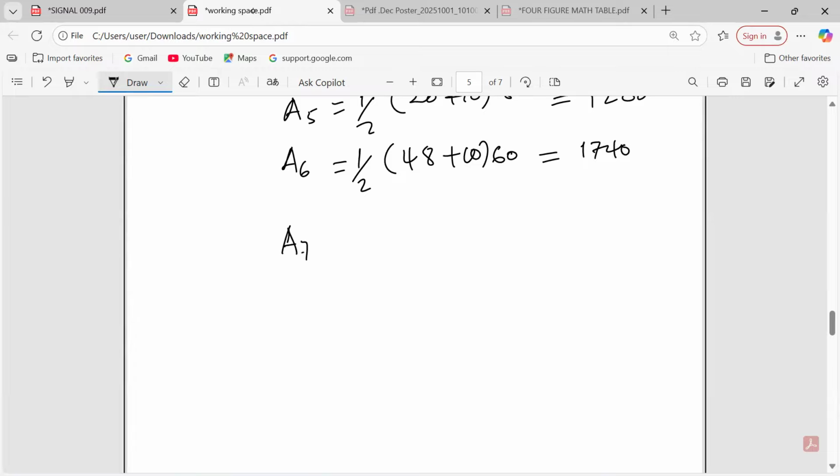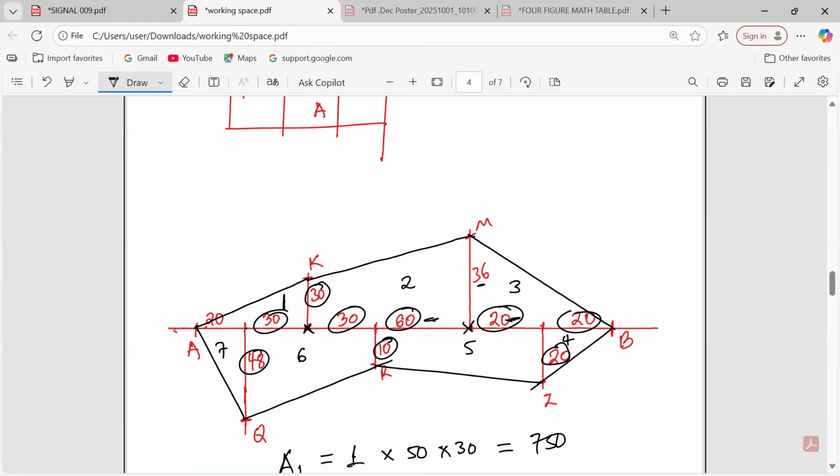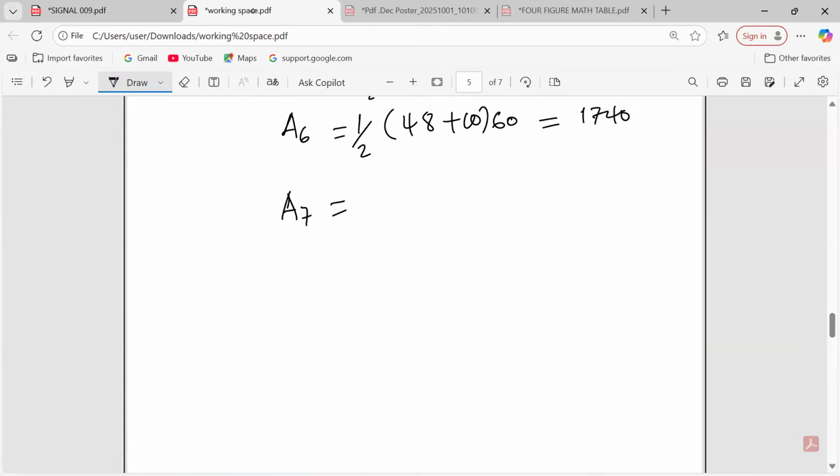Then area 7, which is triangular, and the last, we talk about half times 20 times 48, giving us 480.